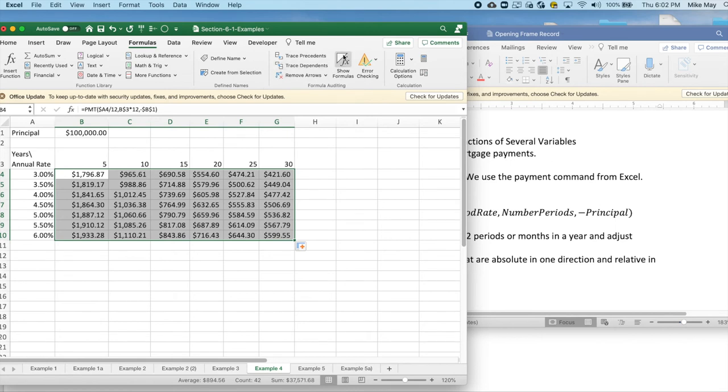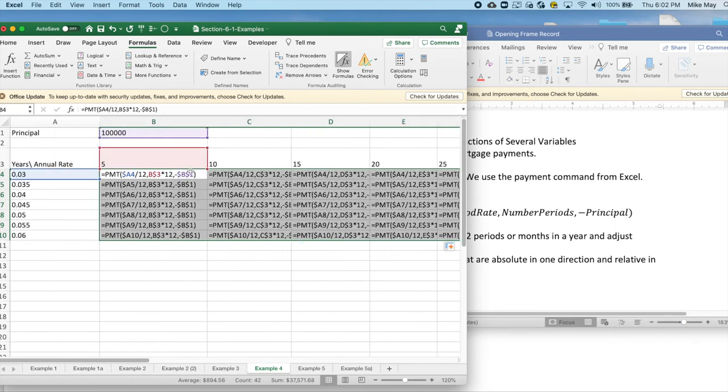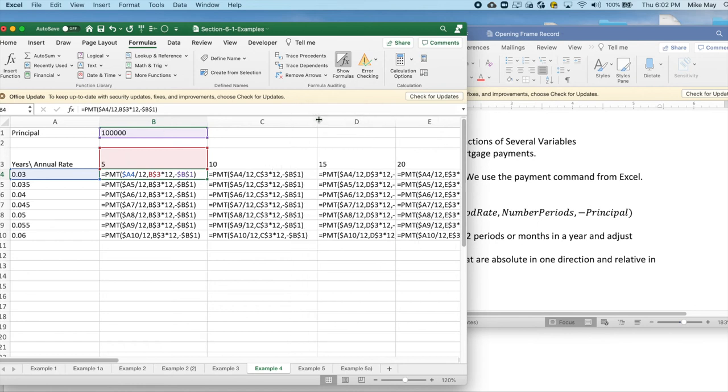What's worth noting as we look at this, it has been set up so that the principal is an absolute reference and it copies over exactly. The number of periods is based on the number of years. It stays the same as long as we have the number of years, but it changes with the number of years, and the period rate changes with the annual rate.